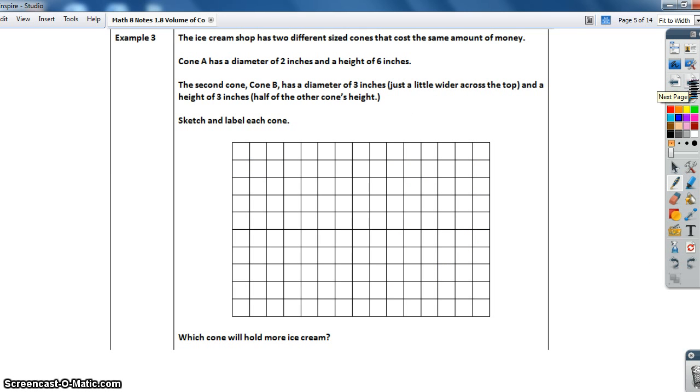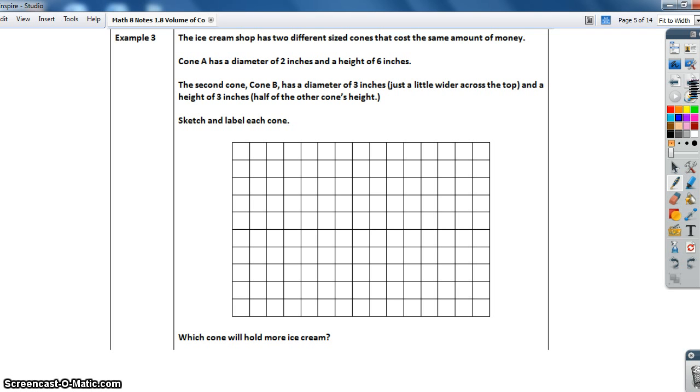Okay, example 3. It says the ice cream shop has 2 different sized cones that cost the same amount of money. Cone A has a diameter of 2 inches and a height of 6 inches. The second cone B has a diameter of 3 inches, just a little bit wider across the top, and a height of 3 inches, half of the other one's height. Sketch and label each cone.